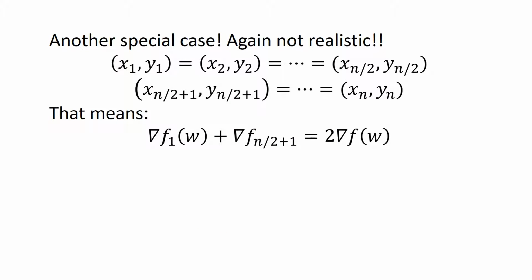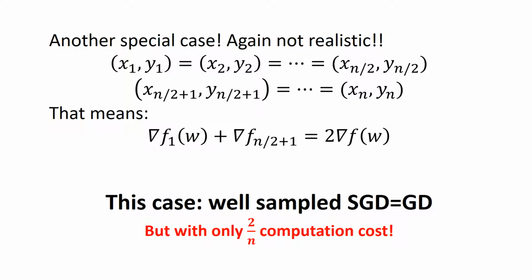Another special case is if the first half of the points are equal to each other and the second half of the points are equal to each other. That means if we pick 1 point from the first half and 1 point from the second half, then we get the full gradient. In this case, sampled SGD equals GD, but we only have 2/n computational cost.